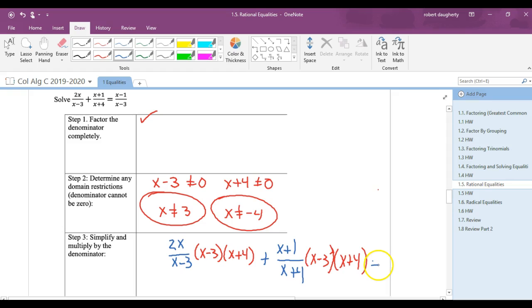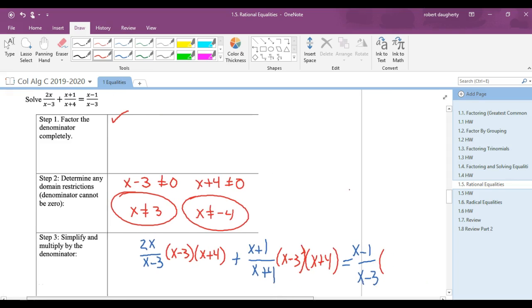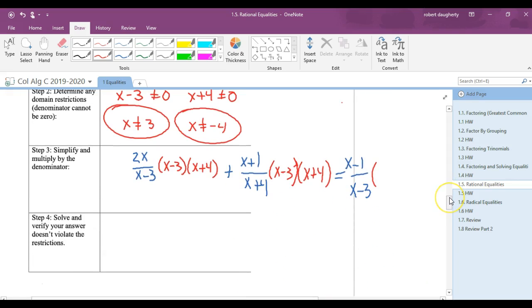Equal x minus 1 over x minus 3, and that gets multiplied by x minus 3, x plus 4. Now it looks pretty complicated, but it's about to get a little bit simpler. Yes?